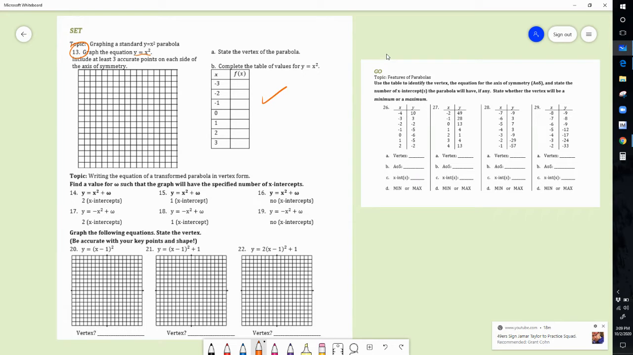We also should know how to complete the table for the parent function, and we should know where the vertex of that parabola is. So hopefully you know this. It's all in your notes. Go back and take a look.